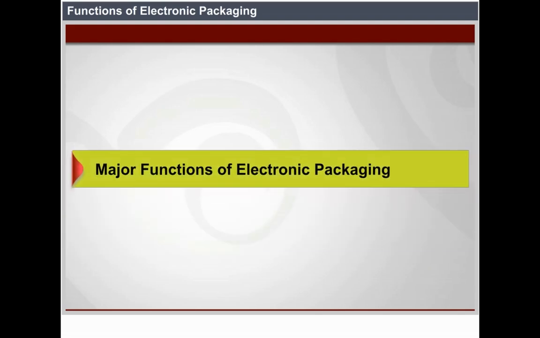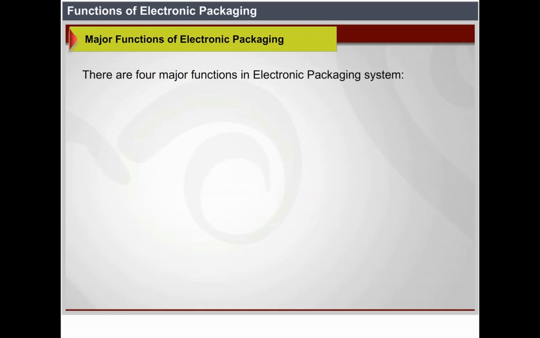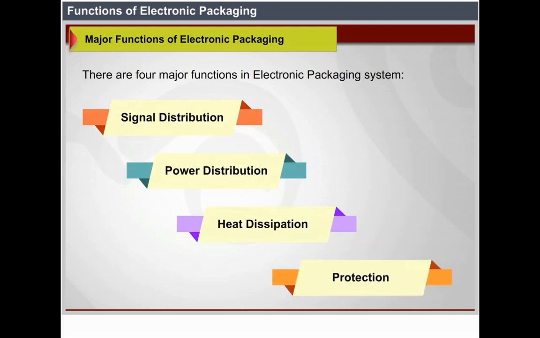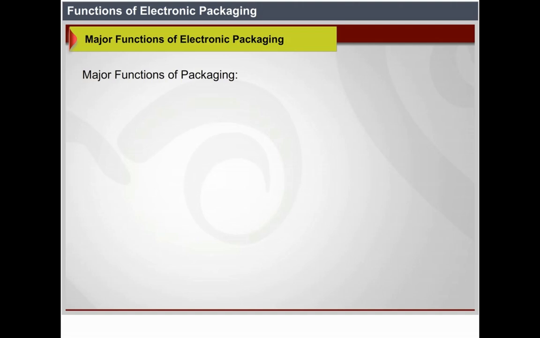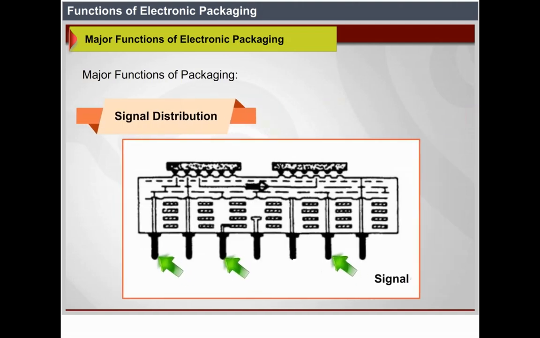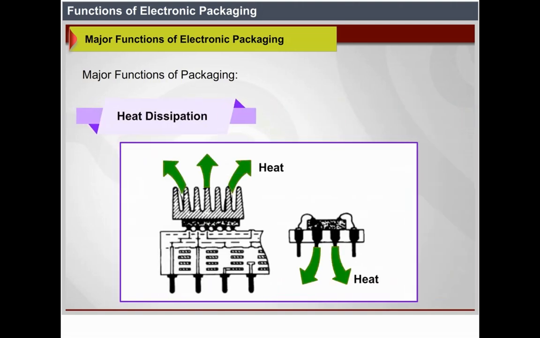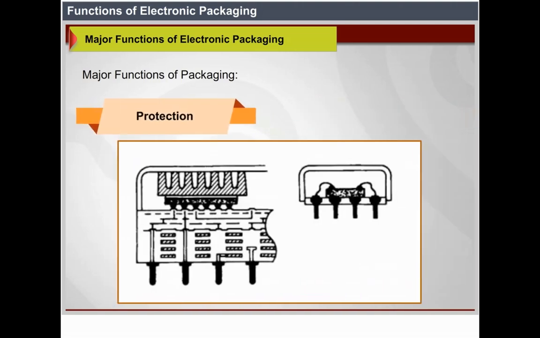Functions of electronic packaging. There are 4 major functions in electronic packaging system: signal distribution, power distribution, heat dissipation, and protection. Major functions of packaging: signal distribution, power distribution, heat dissipation or cooling, protection: mechanical, chemical, electromagnetic.